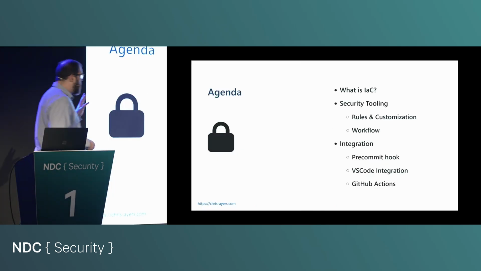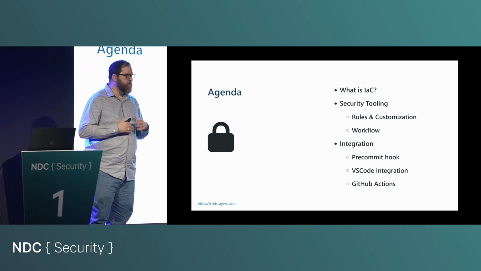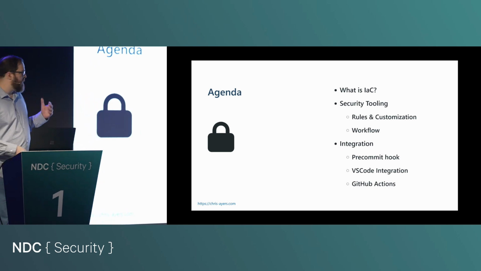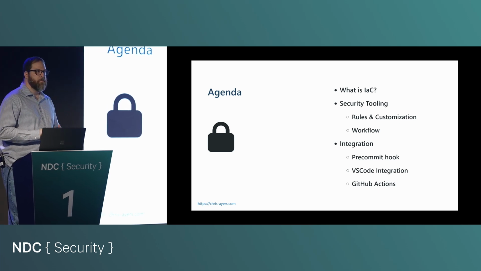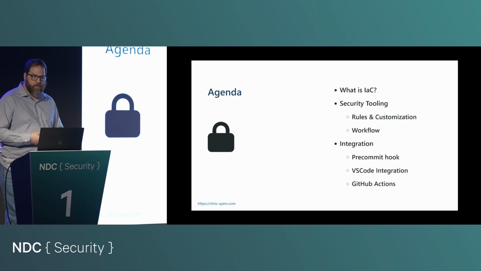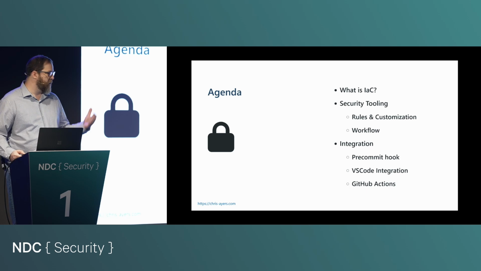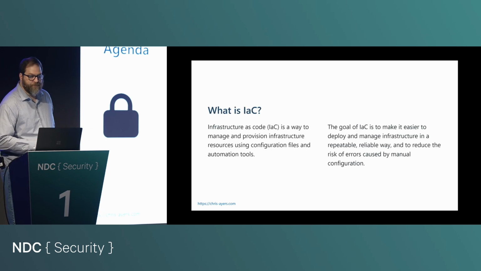So I want to start with what is infrastructure as code, just at a high level, what we're talking about, security tooling, some of the choices out there and why we might want to use them, how we can deal with rules and customizations, and some of the workflows we can leverage for security in Terraform. Then we're going to look at a bunch of the integration points, like pre-commit hooks. If you guys aren't aware of those, they're awesome. Also some of the extensions for VS Code and how we can integrate them into our pipeline through actions.